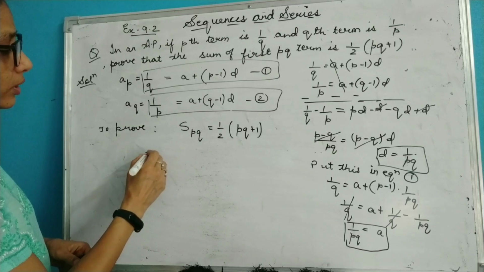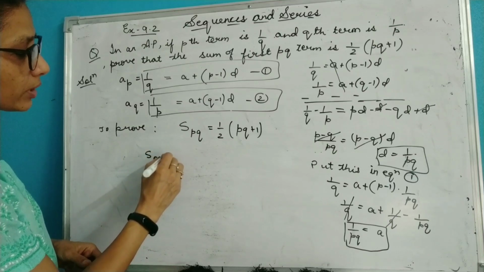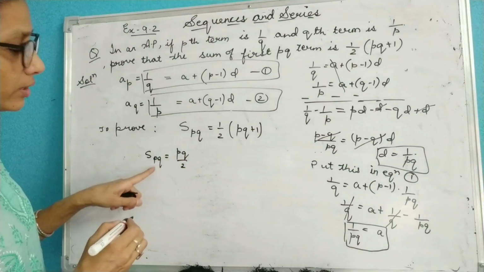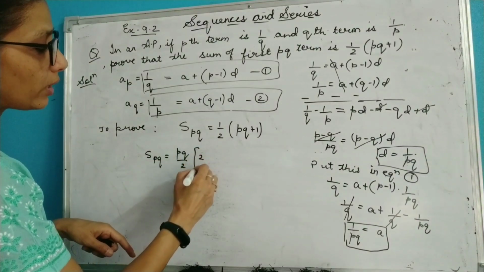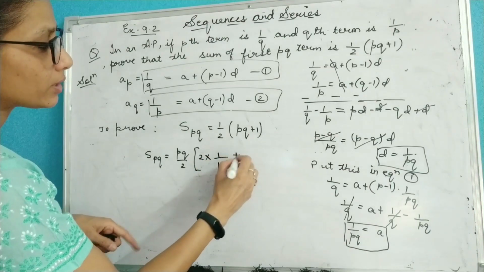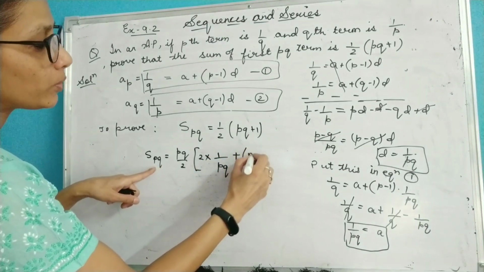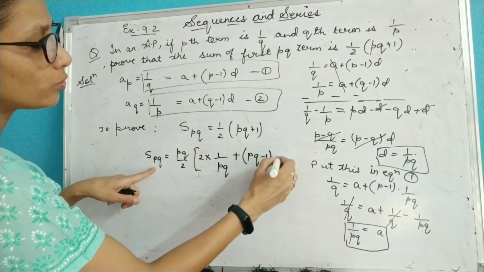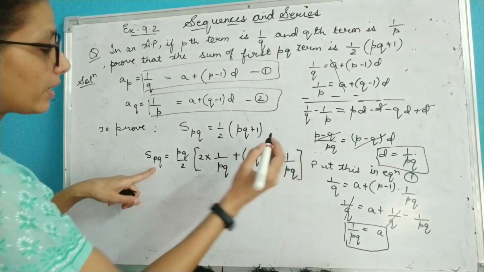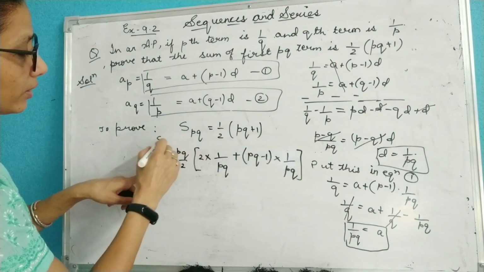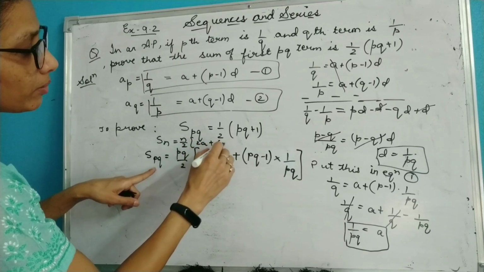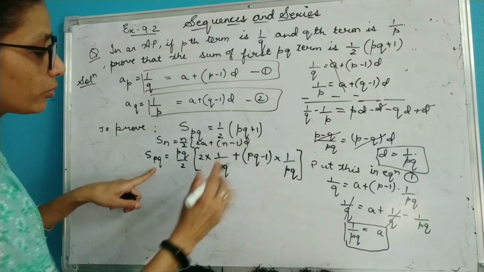So I know that sum of PQ terms can be written as n by 2. Here n is PQ, that's why I have written PQ, 2a. What is your a? This is 1 by PQ, plus n minus 1 into d. What is your n? PQ. And what is your d? 1 by PQ. I have simply put in the formula n by 2, 2a plus n minus 1 into d. I have just substituted the value.